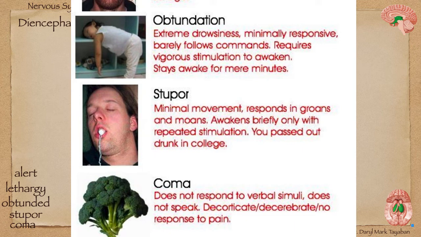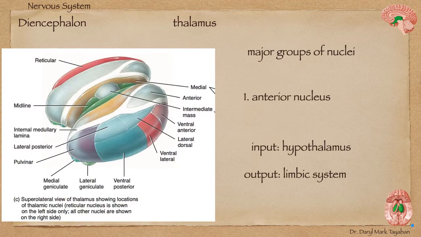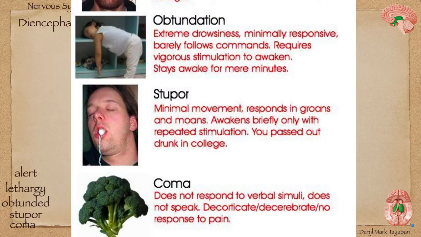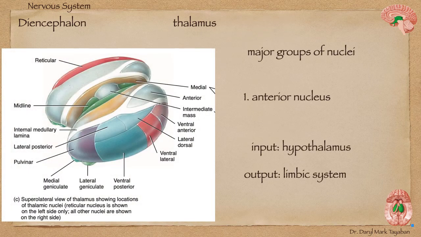For coma, they place a vegetable. Does not respond to verbal stimuli. I think it should be stimuli. Does not speak. The decorticate and decerebrate, no response to the brain. I didn't include the decorticate and decerebrate. I was planning to, but I think it's too much for you to learn at this level. Soon, maybe you can search about that. Nice to know. We're already done with that. So that's all about the different levels of consciousness.